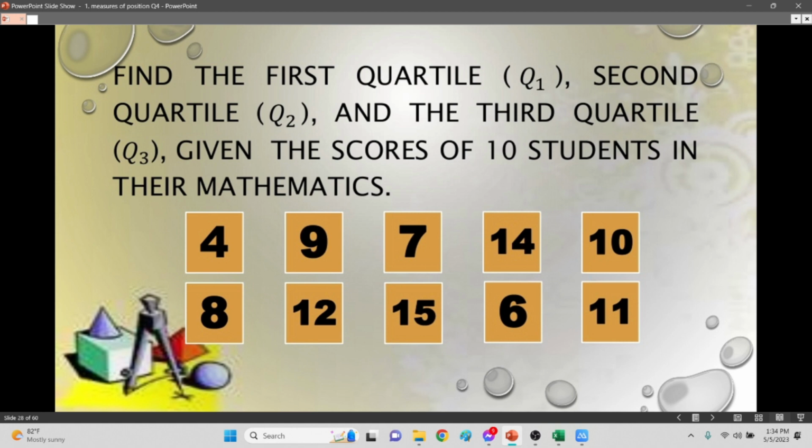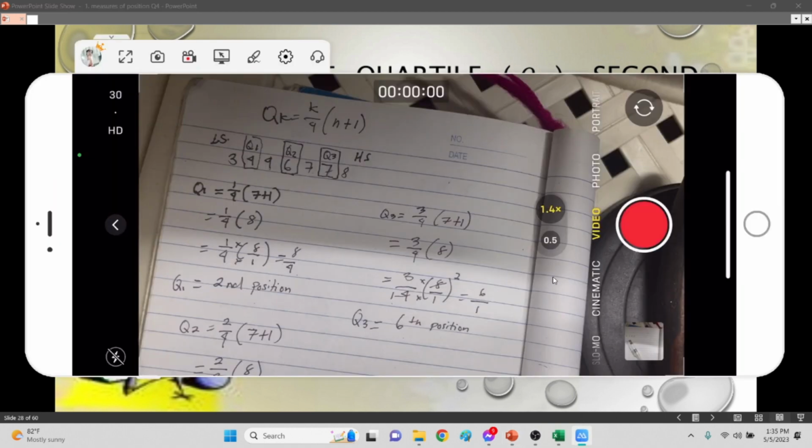So we can connect the decile and the percentile to our data. Okay? Next. Go to our camera.